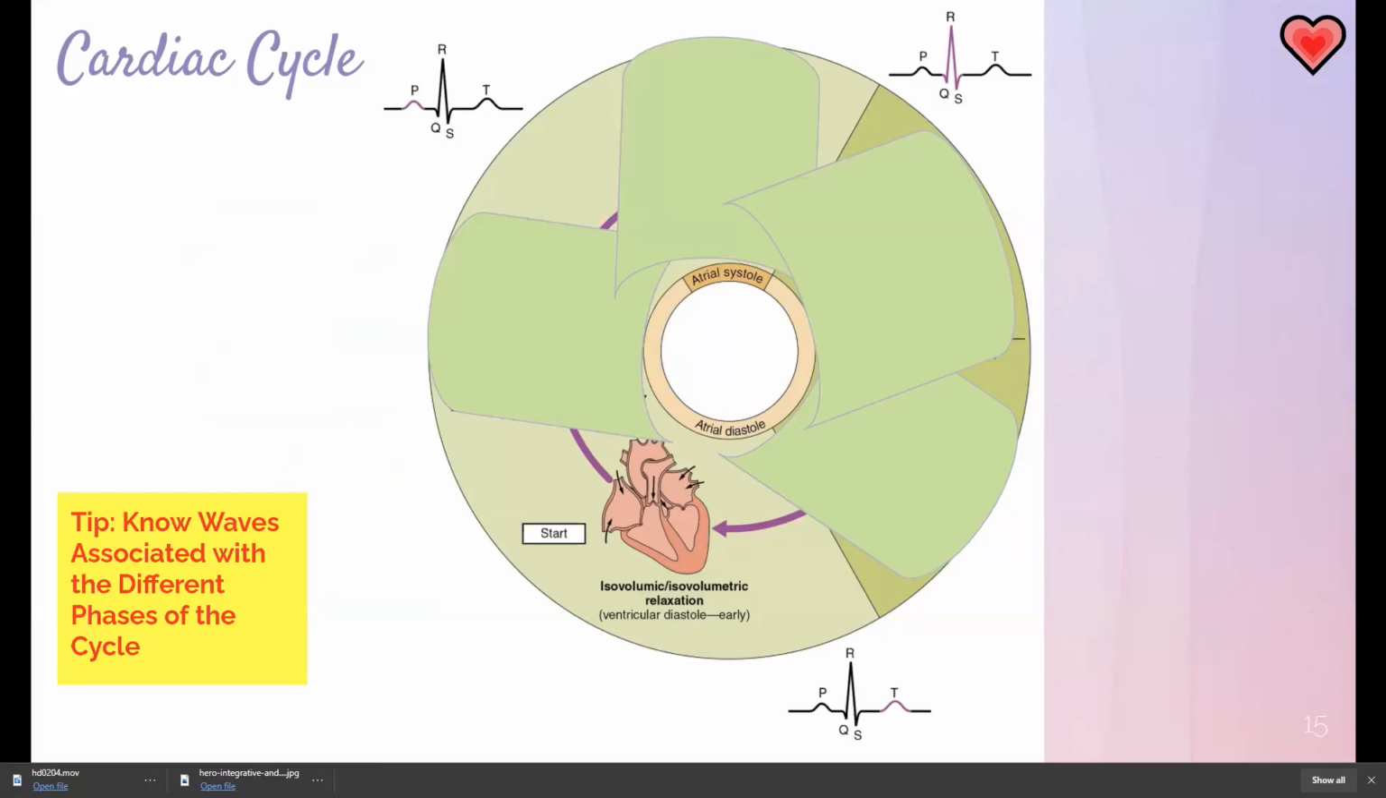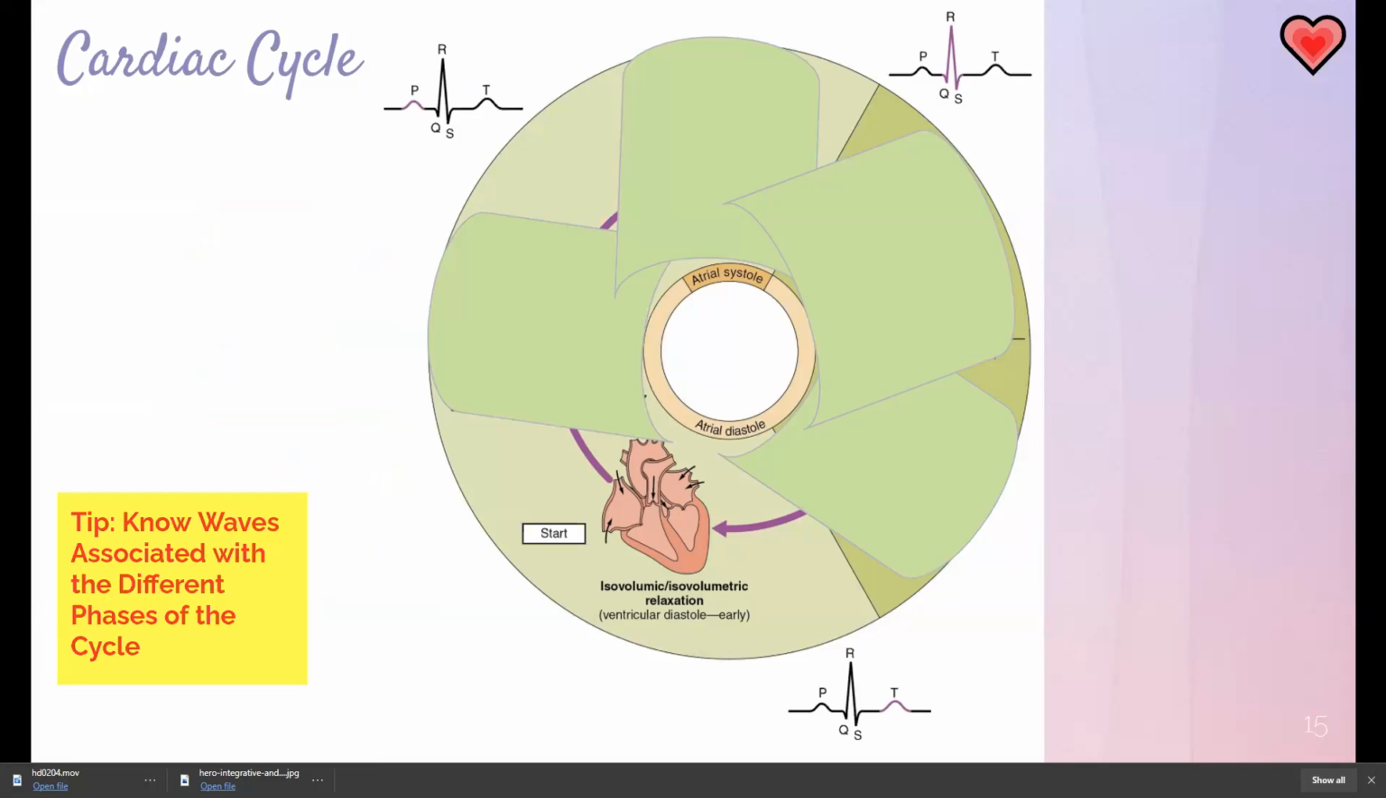So a big one here, and you're probably going to see several questions on this, is going to be the cardiac cycle. Know the cardiac cycle. Know where ventricular diastole is happening or where systole is happening, and try to associate each one of the waves on the ECG with each one of the phases in the cycle, so that you know what's happening in each phase. You know how the ECG is responding to that, what it's picking up.